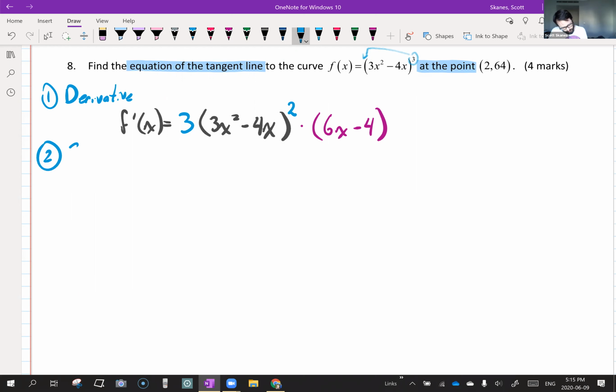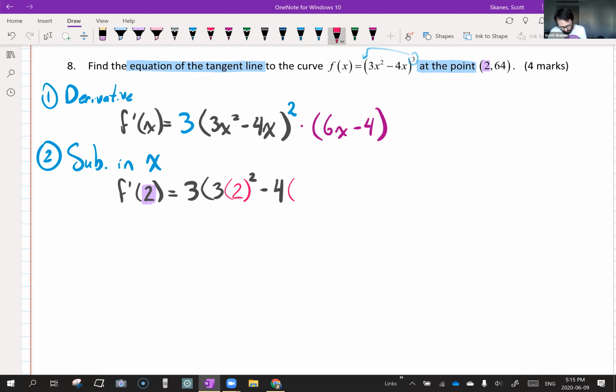Second step, same as usual, substitute in the x value, whatever it may be. In our case, our x value is 2. So the derivative, also known as the slope, when x equals 2, is going to be, and you don't need to do anything fancy, just replace x every time you see it with a 2. I like to put brackets in because I can put it into the calculator exactly like that. You do what works for you, okay?